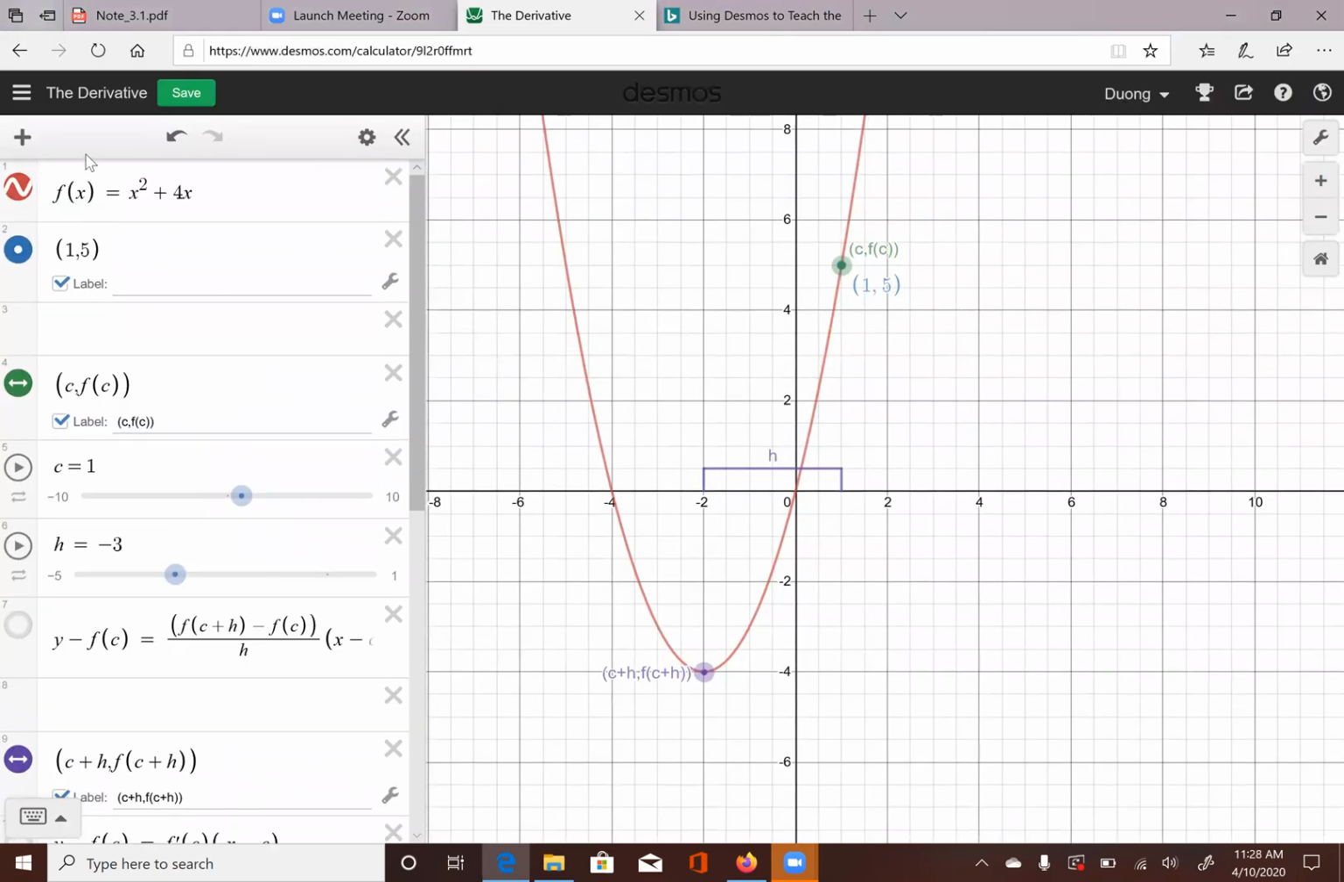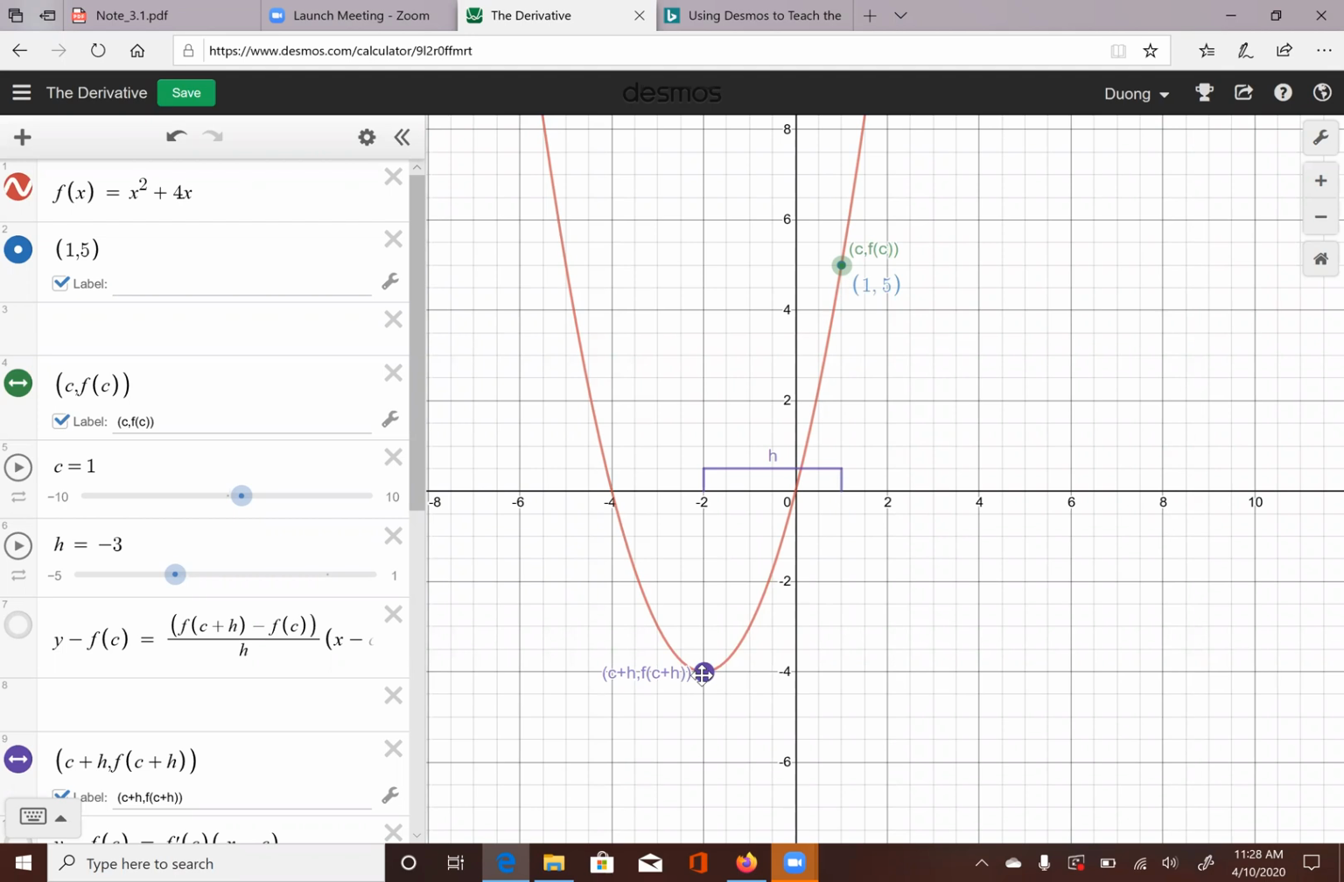So I graph the function x squared plus 4x, which is a parabola. And I look at this point when x equals 1 and y equals 5. My goal is to find the slope of the tangent line that goes through this point right here. If you remember what we learned on the very first day, in order to estimate the slope of the tangent line, we use a secant line. In order to use secant lines, we need to pick a point. So I pick a random point here: x equals -2 and y equals -4.